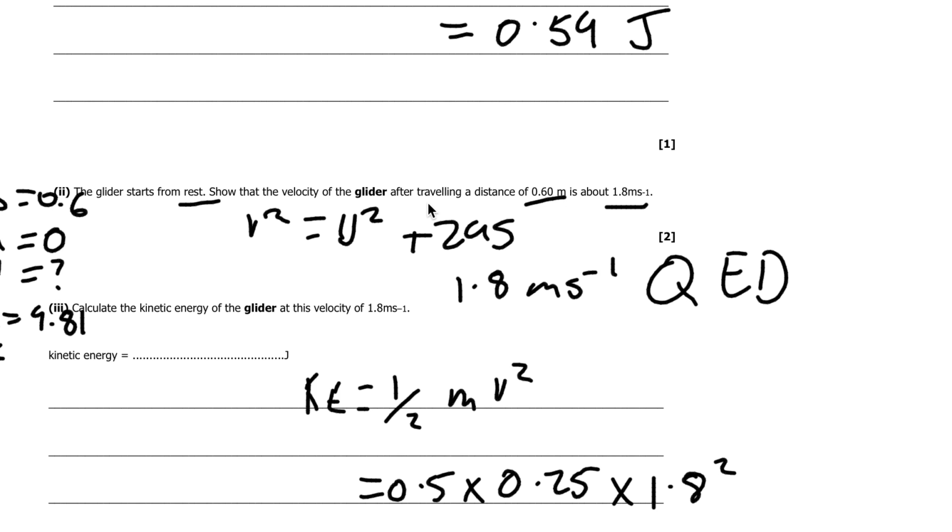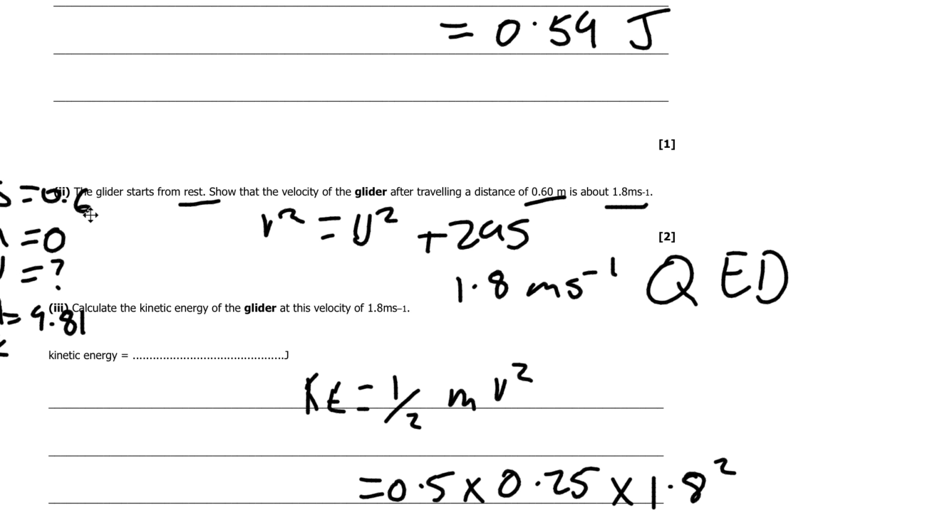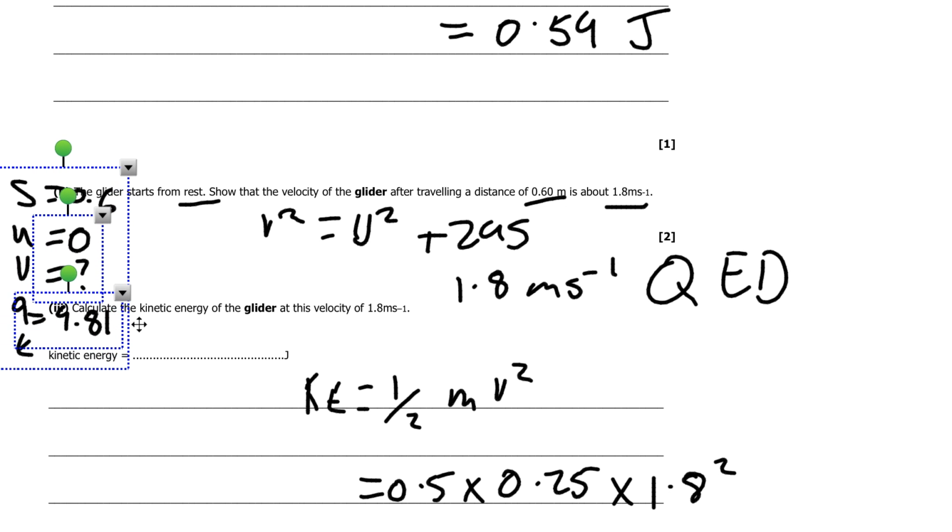This next question is a SUVAT question. So we need to explain that when the glider starts from rest, show that it has a particular velocity. And it's a SUVAT equation, so always start your SUVAT equations by writing down what you know. So that's what I've done here. I then realised I needed to use v squared equals u squared plus 2as, and then when you work out v squared there, then it should be 1.8 meters per second.